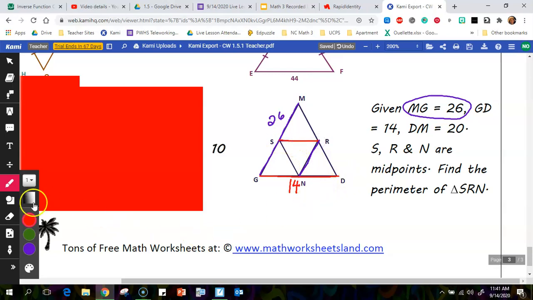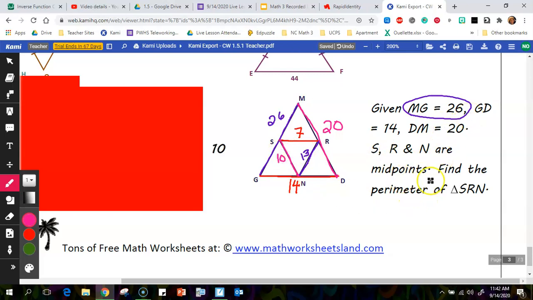All right, so let's talk about that before we move on. If this segment is 26, that means this one's half of it, so that's 13. If GD is 14, that means SR is half of that, that's 7. And then let's do one more color, let's do pink. Let's see, DM is 20, so that's this one right here. That one's 20. So this one corresponds to that one. It's half, which means it's 10.